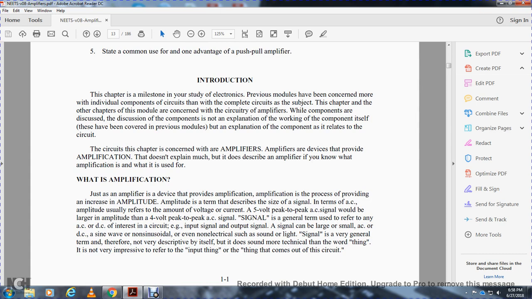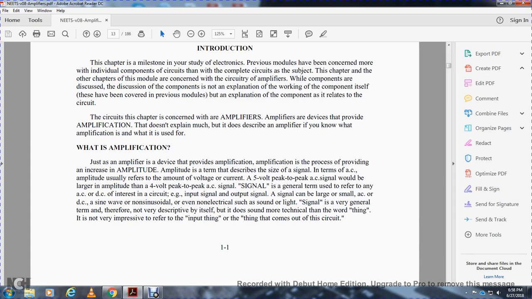The signal is generally referred to as the AC or DC of interest in a circuit. The input signal and output signal could be large or small, AC or DC, sine waves, non-sinusoidal, or non-electrical, such as sound, light, and so on. Signal is a very general term, therefore not very descriptive by itself, but it does sound much more technical than the word thing. It's not very impressive to refer to the input thing and the thing that comes out of the circuit.